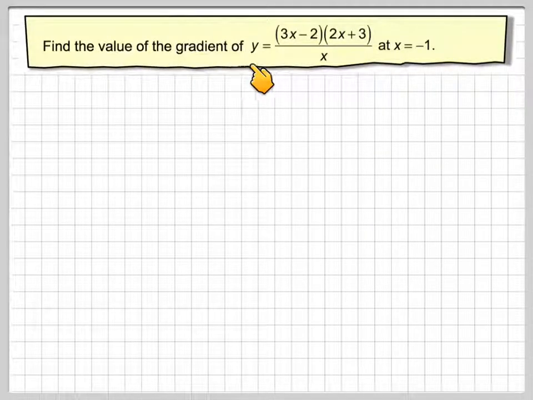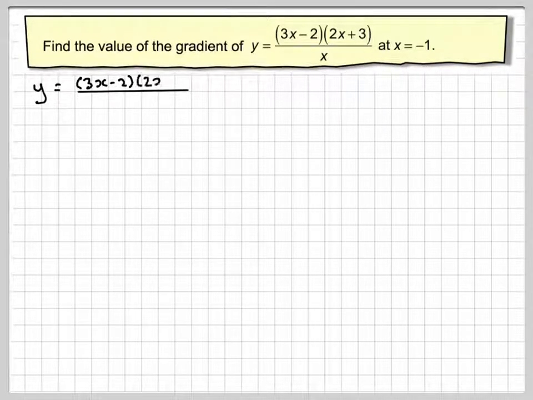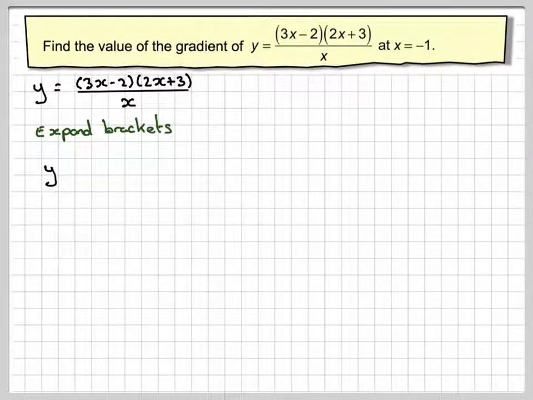Find the value of the gradient of y = (3x - 2)(2x + 3)/x at x = -1. So we've got here a quadratic over a linear function. So the first step would be to expand the brackets here.